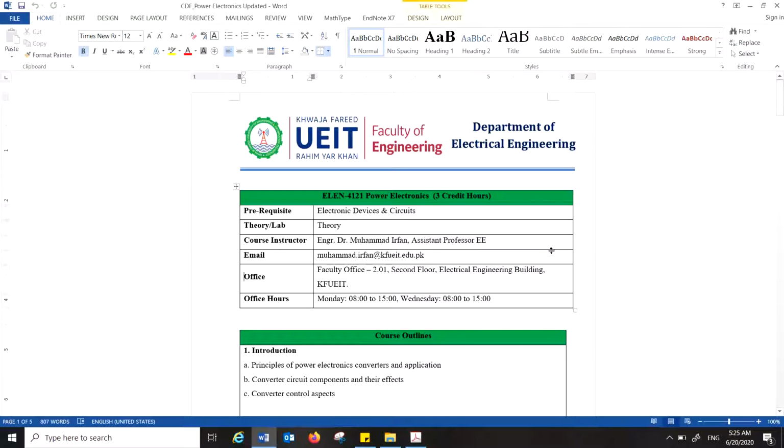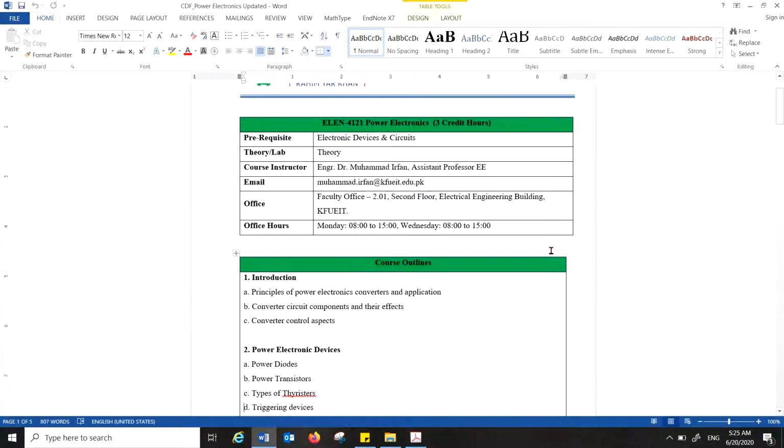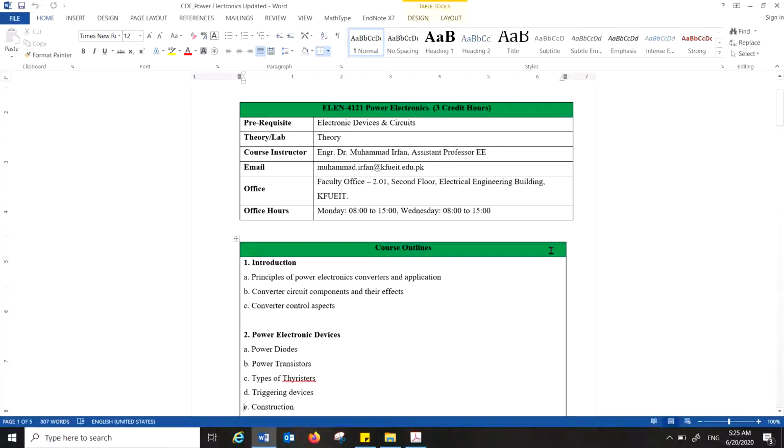If you look at the course description folder, we have introduced the power electronics principles, converter components and their effects, and control aspects. After that, we discussed power diodes in detail and reverse recovery characteristics, types of diodes, and RL, RC, LC, RLC circuits with diodes. After that, we also discussed the trapped energy in the diode and freewheeling diodes.